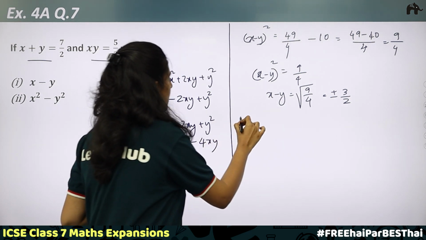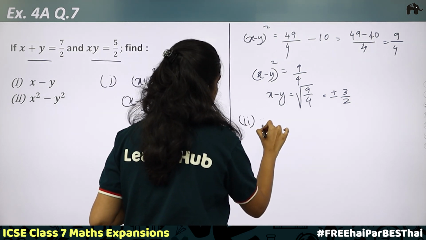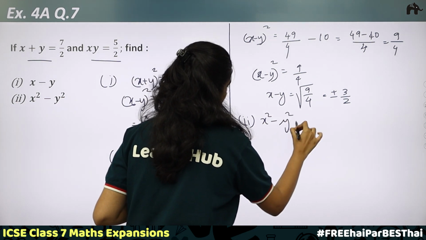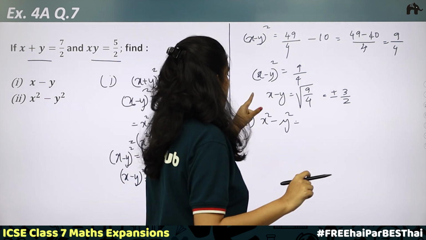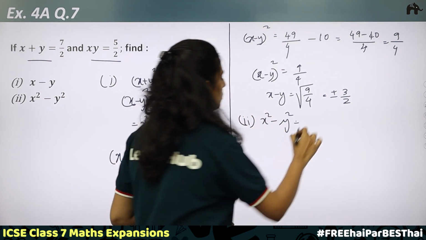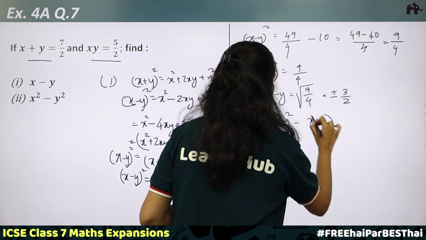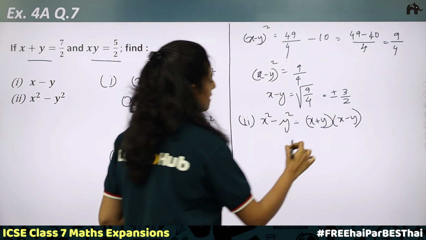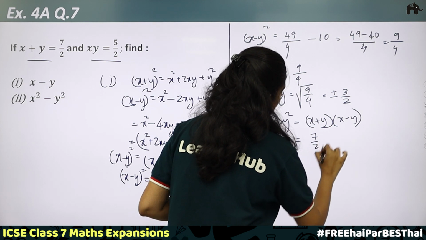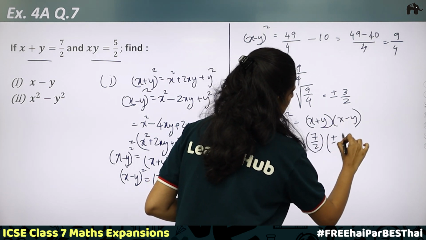So the next part, second part, we have to find what is x square minus y square. We have a square minus b square is equal to (a plus b) into (a minus b). Therefore, x square minus y square will be equal to (x plus y) into (x minus y). Direct substitution, x plus y is equal to 7 by 2, and x minus y is plus or minus 3 by 2.